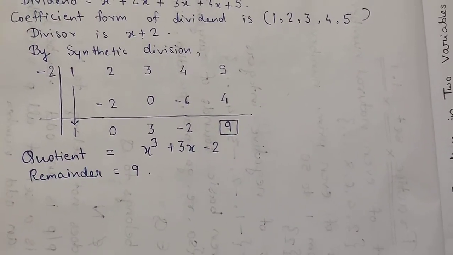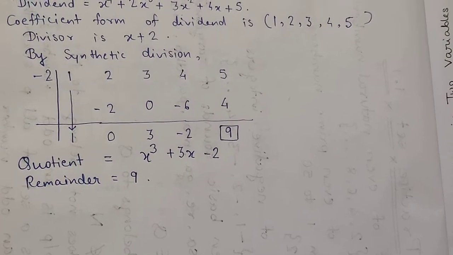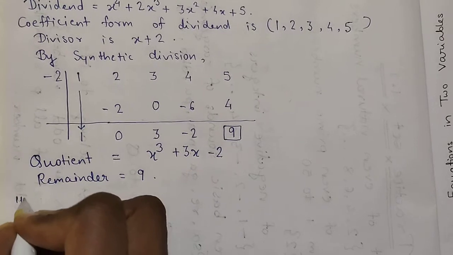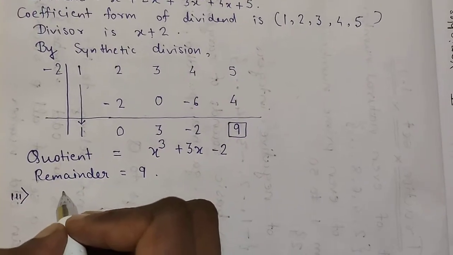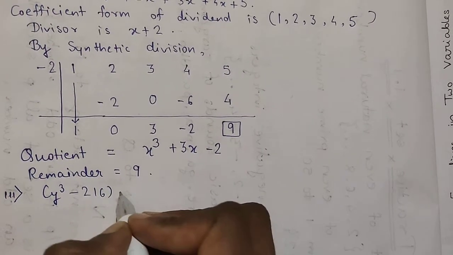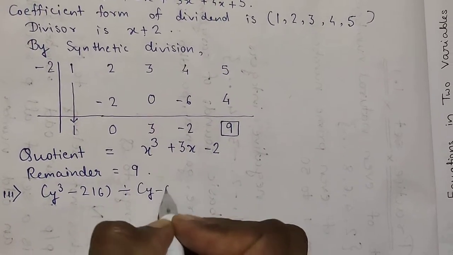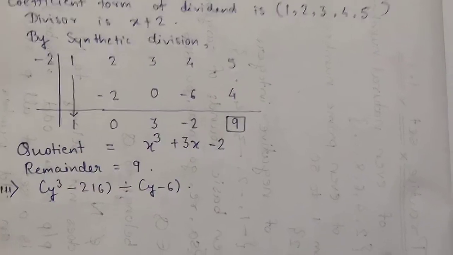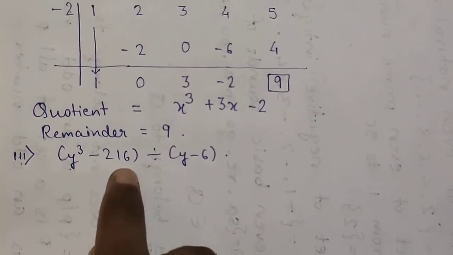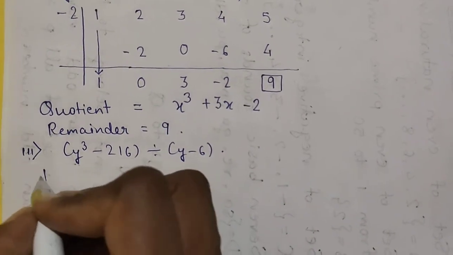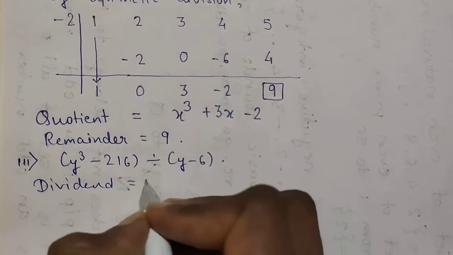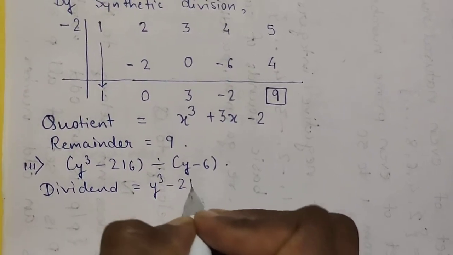Now I am going to solve one more question, that is the third one. Okay, so let us see how to solve the third one. Your third question is: divide y cube minus 216 by y minus 6. In this case you can see all the terms are not here. So first we are going to simplify this. The dividend is y cube minus 216.